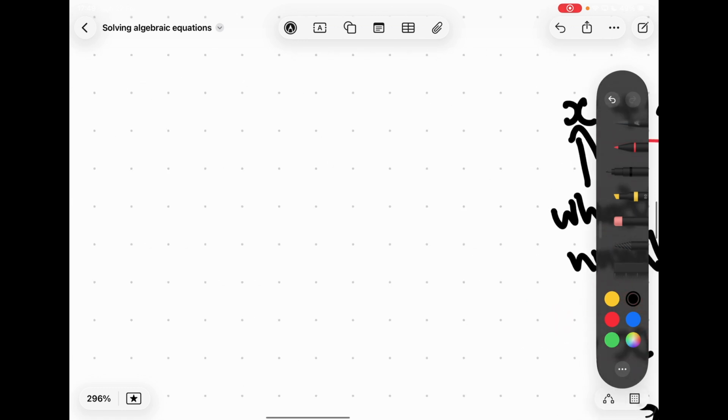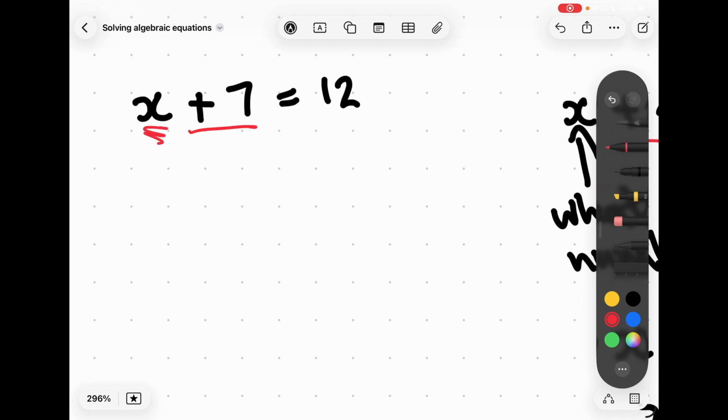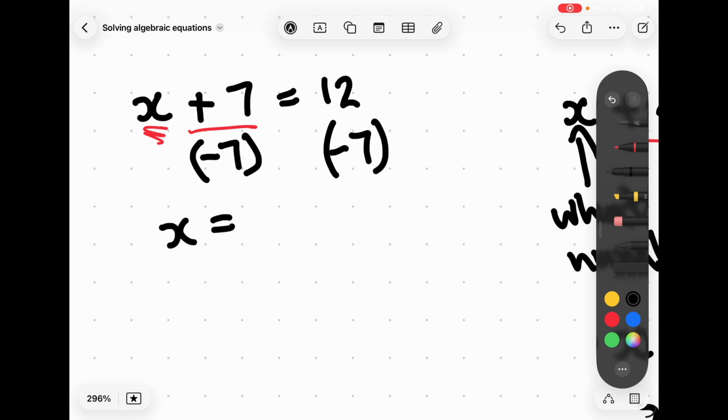So let's try another one. x plus 7 is equal to 12. So now we have our plus 7 here, which is happening to our variable. So the opposite of plus 7 is going to be minus 7. So we're going to minus 7 from both sides. So we're going to get x is equal to 12 minus 7, and then x is equal to 5. Okay, so that's how we do it like that.